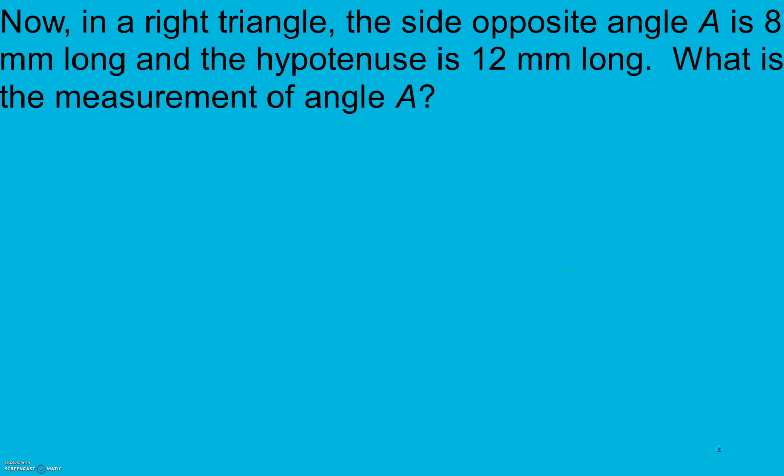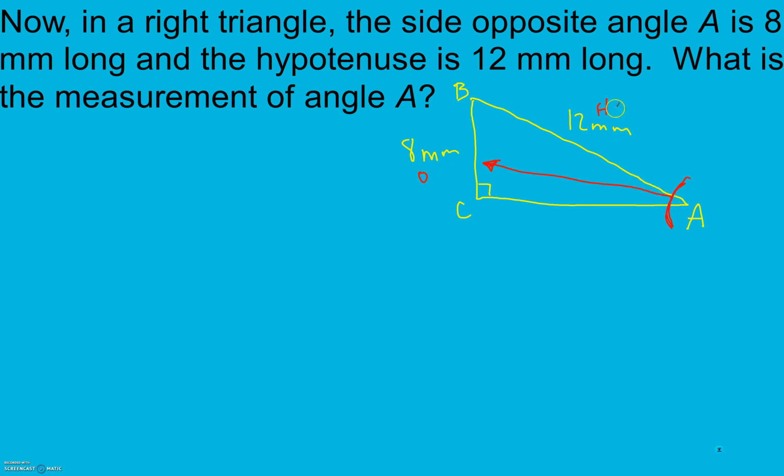Now feel free to pause here and give this a try. In a right triangle, the side opposite angle A is 8 millimeters, and our hypotenuse is 12 millimeters long. What is the measure of angle A? So for angle A here, it already told us that 8 is opposite, but if we weren't sure, our picture would look something kind of like this. It also told us 12 is our hypotenuse, but that's opposite of our right angle, so we can see it from a picture here as well.